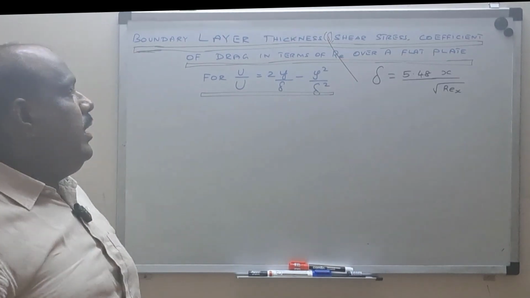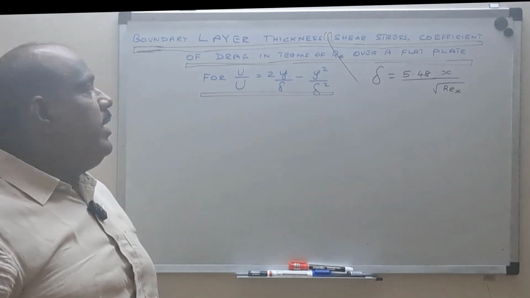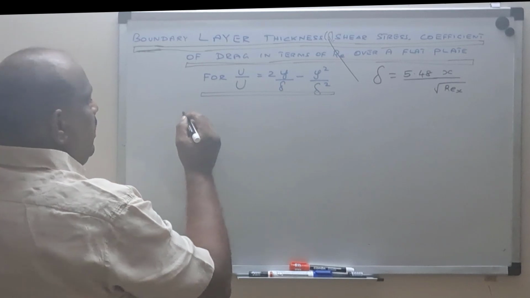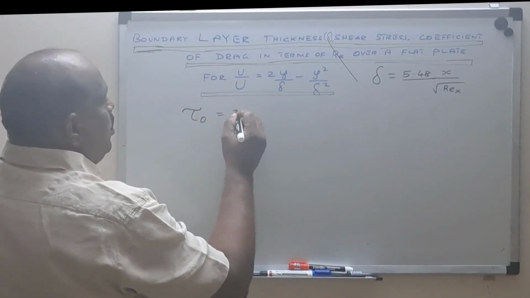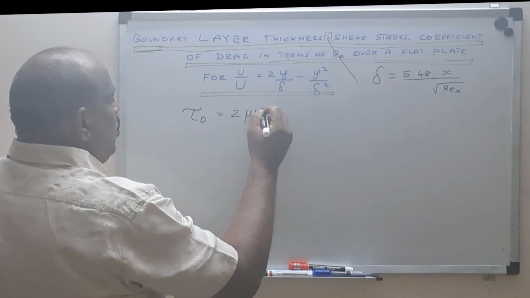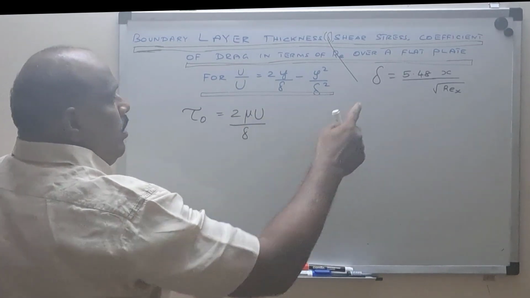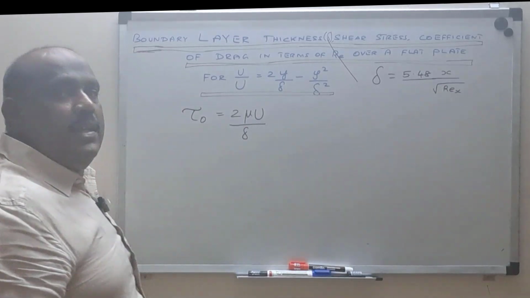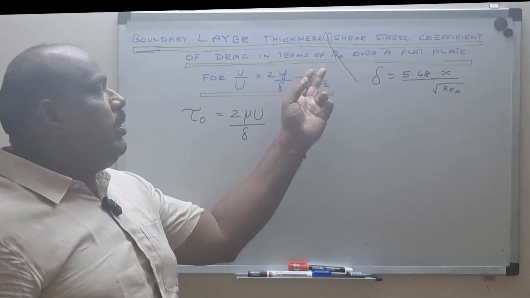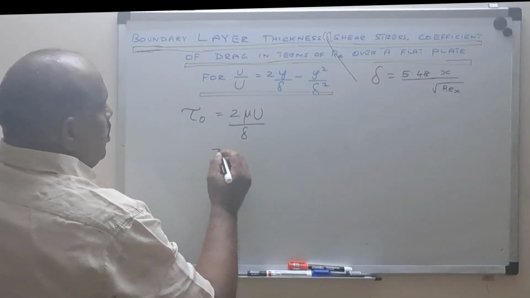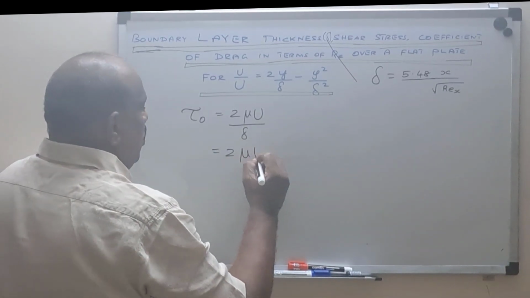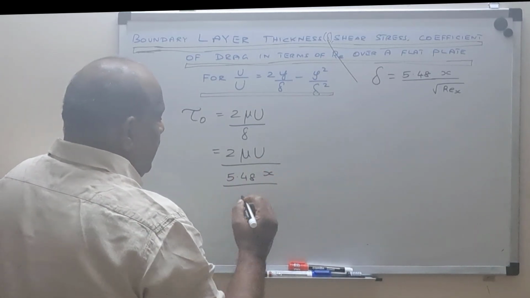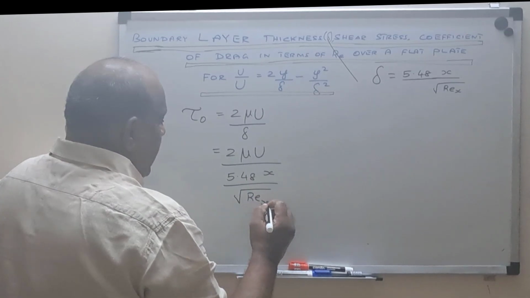On continuing further, let us now try to arrive at the relationship between the shear stress and the Reynolds number. So already we know that we have earlier derived that tau naught equal to 2 mu u by delta. Now substitute the value of delta over here, and we'll end up with tau naught and Re. That is especially what we want. We want the relationship between tau naught and Re. It's very simple. So it will become 2 mu u. What is delta? 5.48 x by Reynolds number based on x.